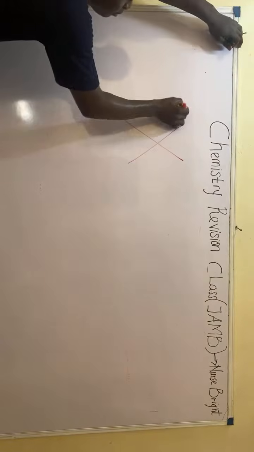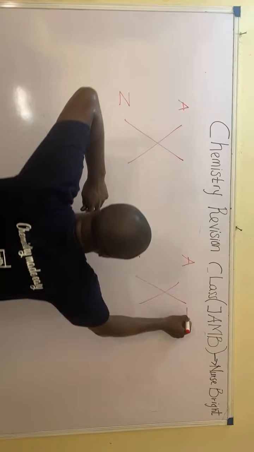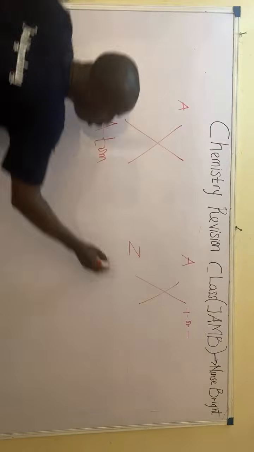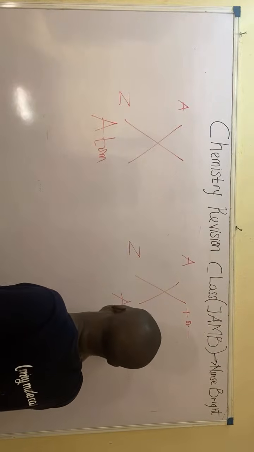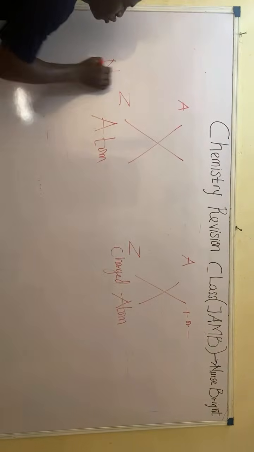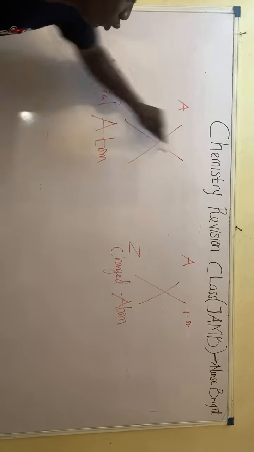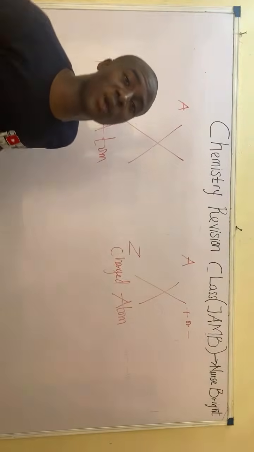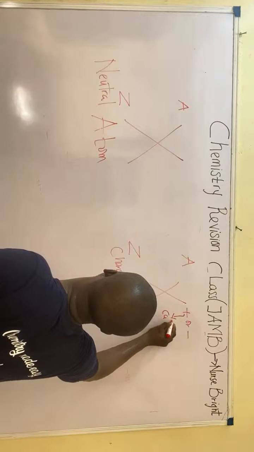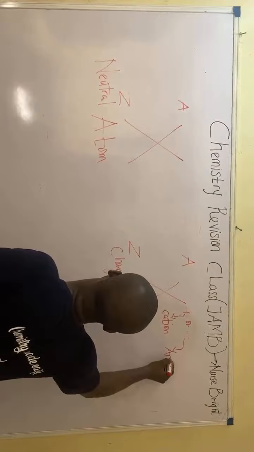Here is X, here is A, here is Z, here is X, here is A, here is Z. Here has plus or minus, here is nothing. Both of them are atoms, I know. But one is not just a normal atom, one is a charged atom, whereby the other is a neutral atom. Why did I call this one a neutral atom? It is called a neutral atom because it has no charge, while this one is called a charged atom because it has charge. The charge can be either positive or negative. If it's positive, it should be called a cation. If it's negative, it should be called an anion. Do you understand?